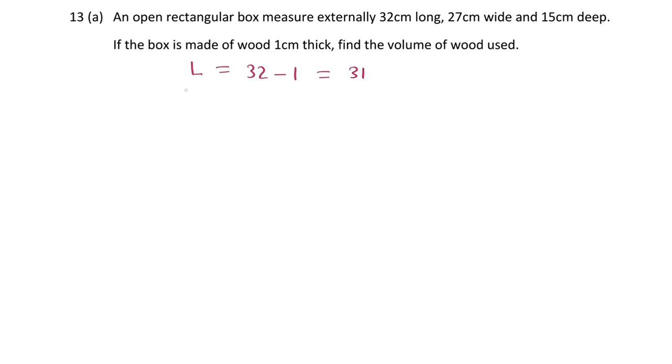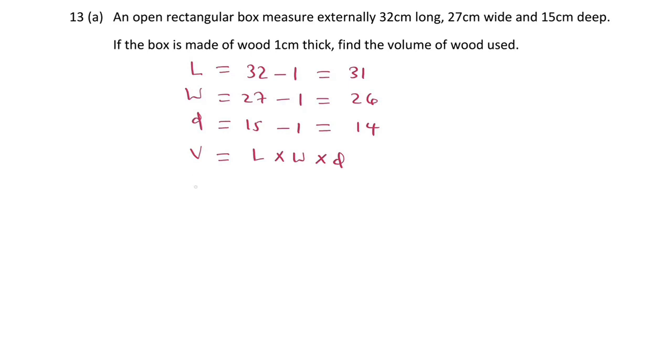Okay, for the width, we have been given 27 centimeters. Then minus 1, we are going to have 26 centimeters. And for the depth, the given value is 15 centimeters. So minus 1 centimeter, we are going to have 14 centimeters. Okay, so now let us recall the formula to find a volume, which says volume equals length times width times the depth.